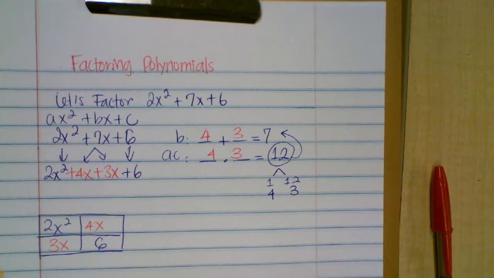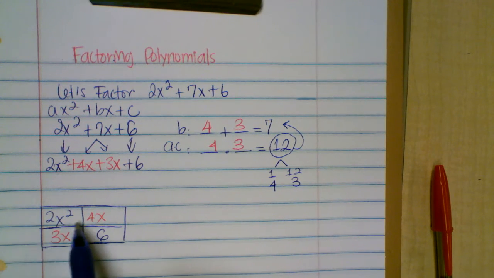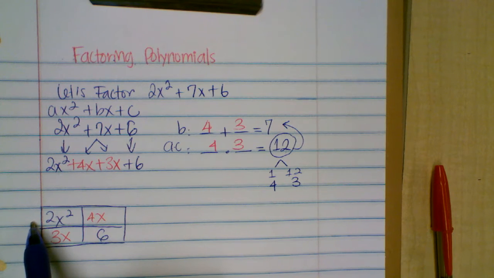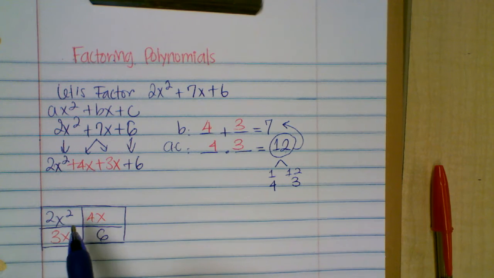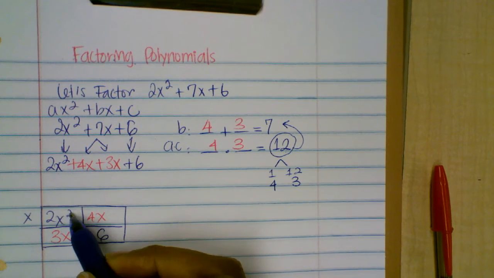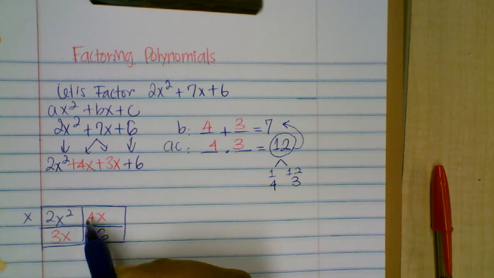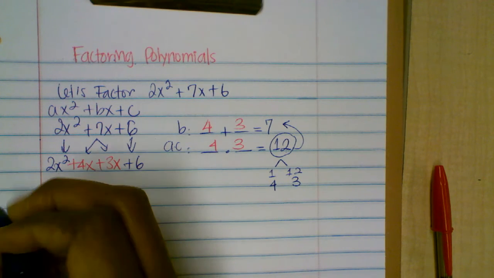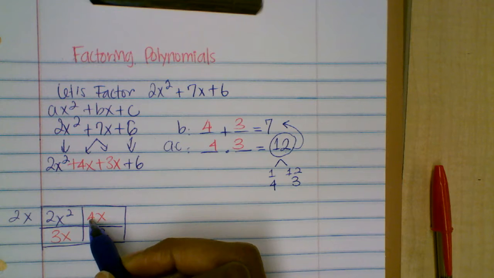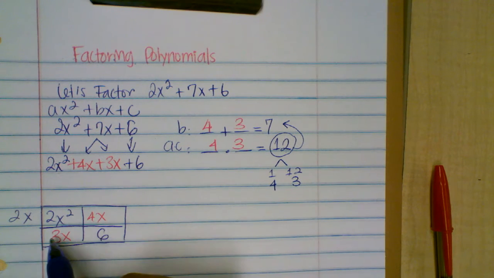Then the goal is to factor out the greatest common factor. Look at 2x squared and 4x. Which factor is repeated in both 2x squared and 4x? It has to be x, because I have 1x in x squared and 1x in x. Now for the numbers, I see 2 and 4. I cannot use 4, but I can use 2, because 2 is a factor of both, so I can pull out 2.